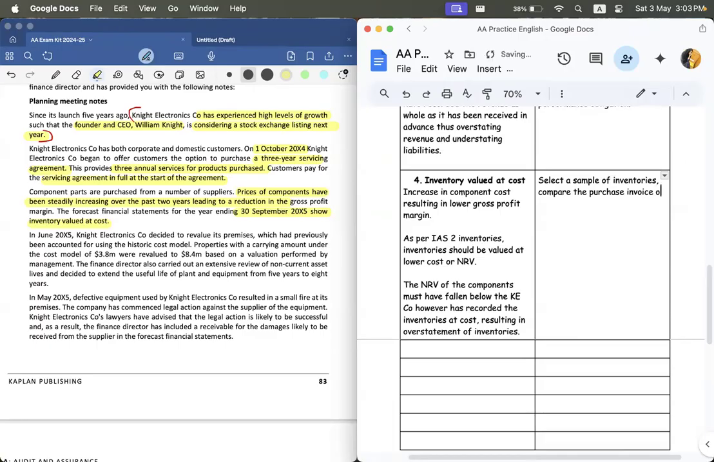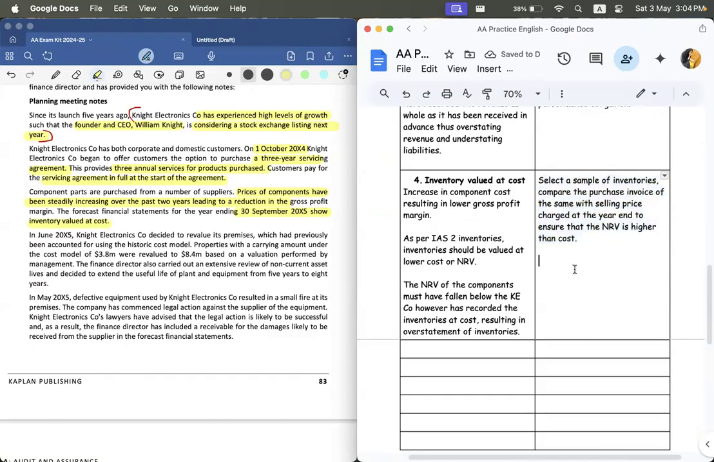Okay. So you're going to take the purchase invoice of the same, with selling price charged upon it, at the year end, to ensure that the NRV is higher than cost. Clear, no? You didn't know. I have taught you this.